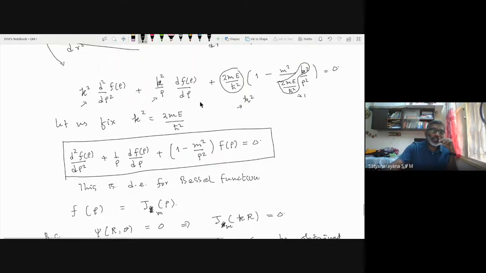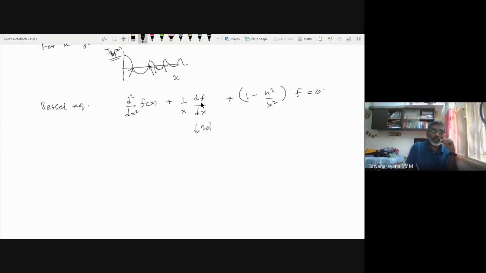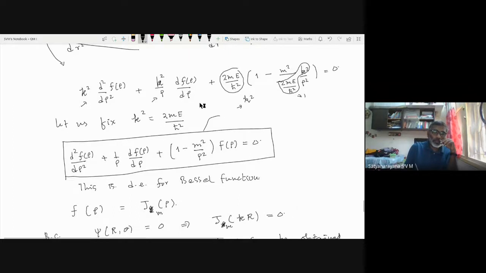What I'm saying is that a general equation, the Bessel equation, is something like this: d square f of x by dx square plus 1 over x into df by dx plus 1 minus n square by x square into f is equal to 0. This is the Bessel differential equation, and the solution for this is Jn of x, correct? Whatever integer is sitting here is what matters. In our case, that integer is this m, right?